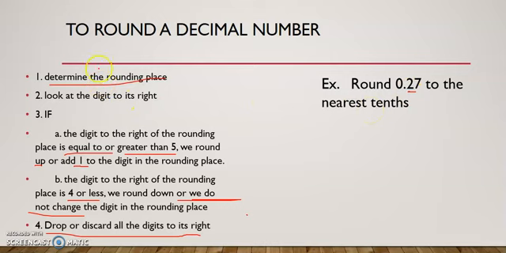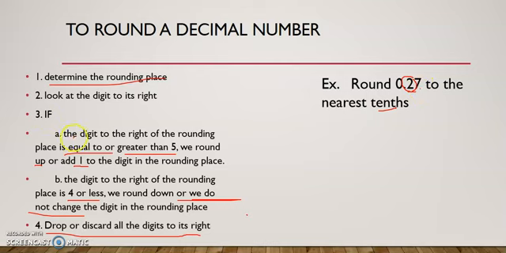First, determine the rounding place. So the rounding place is tenths. So this is tenths, hundredths. So the rounding place is 2. Now, look at the digit to its right. The digit to the right of 2 is 7. We know that the digit to the right of 2 is 7.